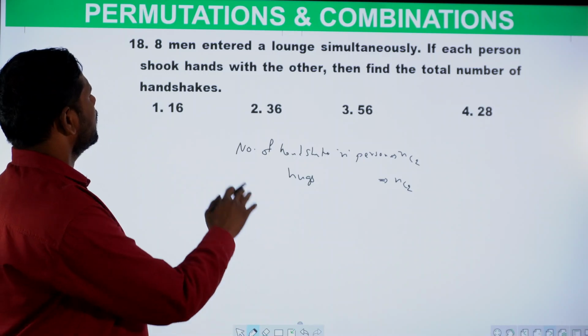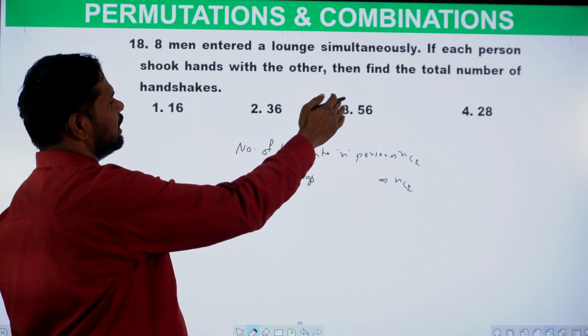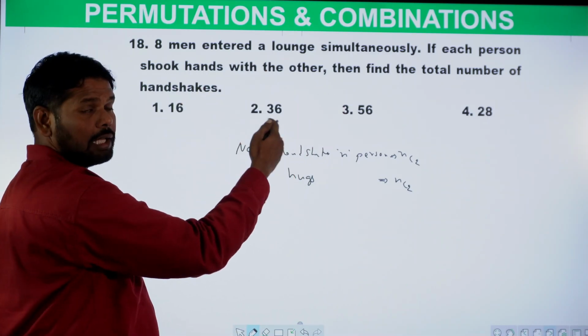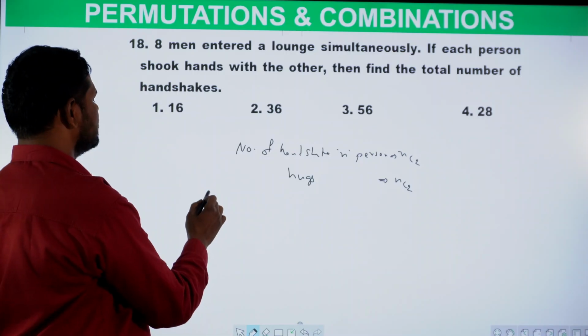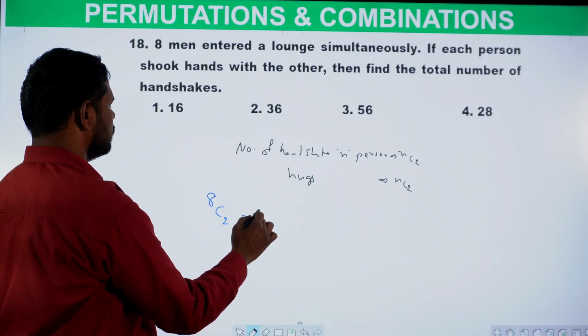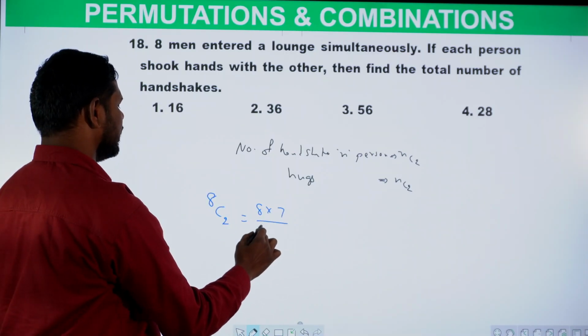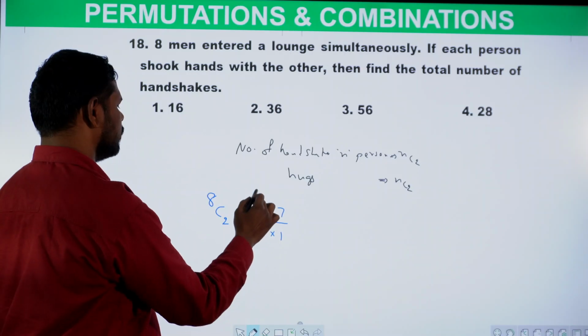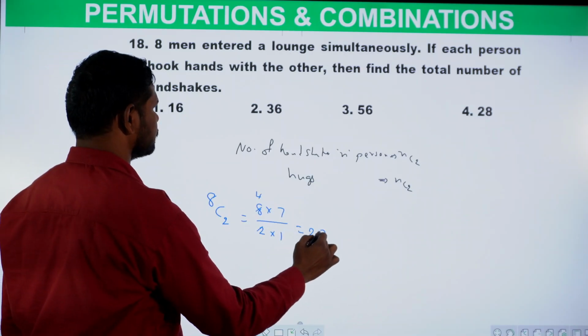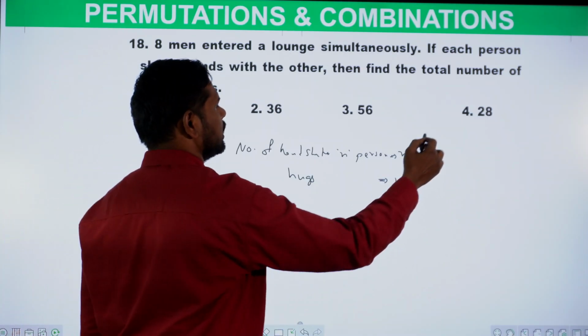Similarly, 8 men entered in a lounge ceremony. If each person shook hands with the other, then the total number of handshakes is 8C2. Nothing but 8 into 7 by 2 into 1. 2 1s are 2, 2 4s are 8, so 4 into 7, 28. This is the answer.